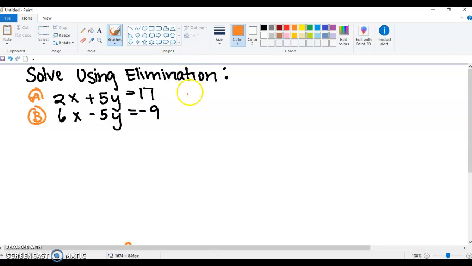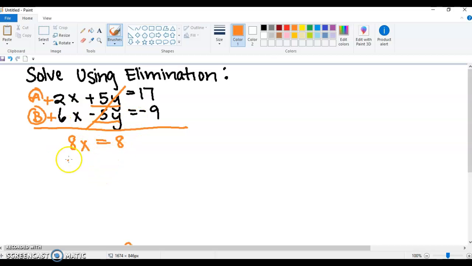Anytime we're talking about elimination, that means we need to eliminate one of our variables. Well, if you notice here, I have a positive 5y and then a negative 5y, so I can eliminate those. So positive 5y minus 5y cancels. Well, here I'm going to do positive 2x plus 6x, which is 8x, equals 17 minus 9 is 8.